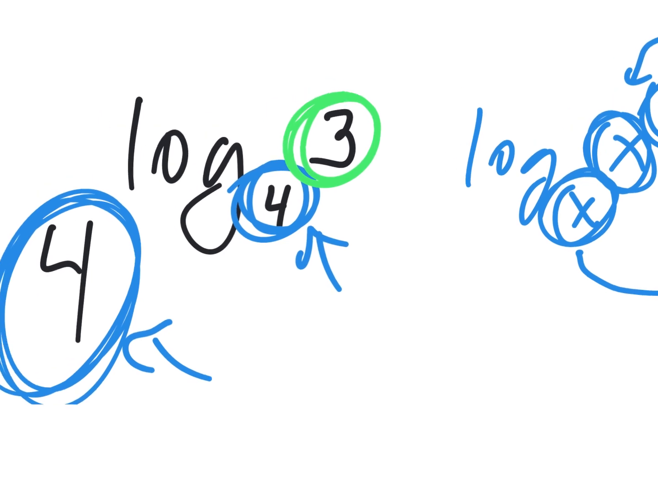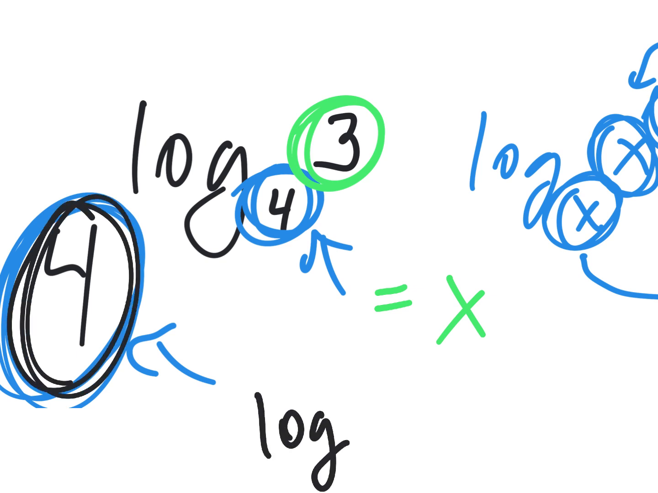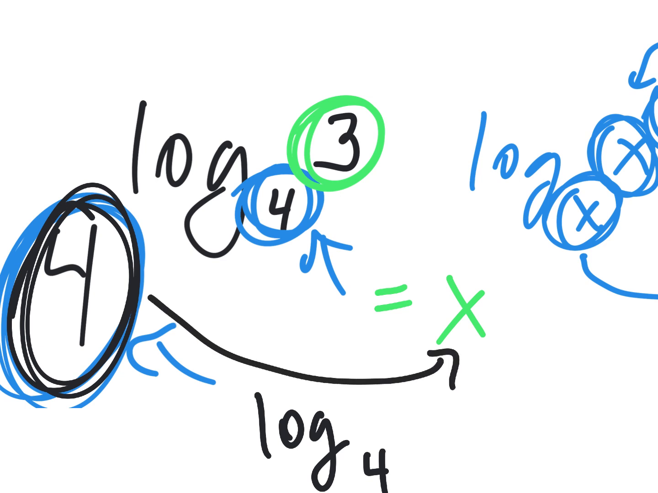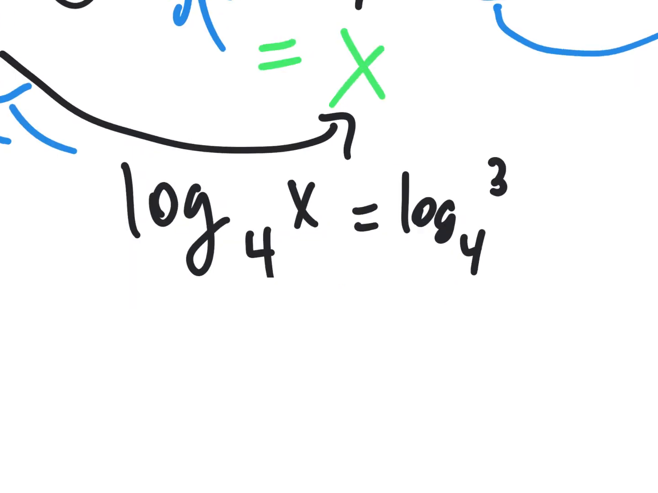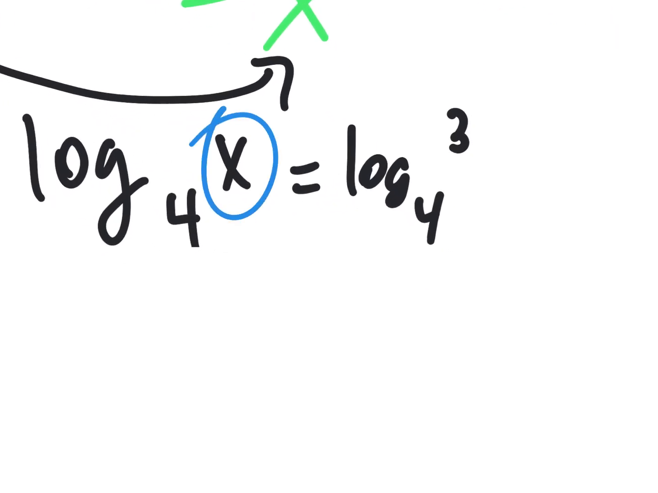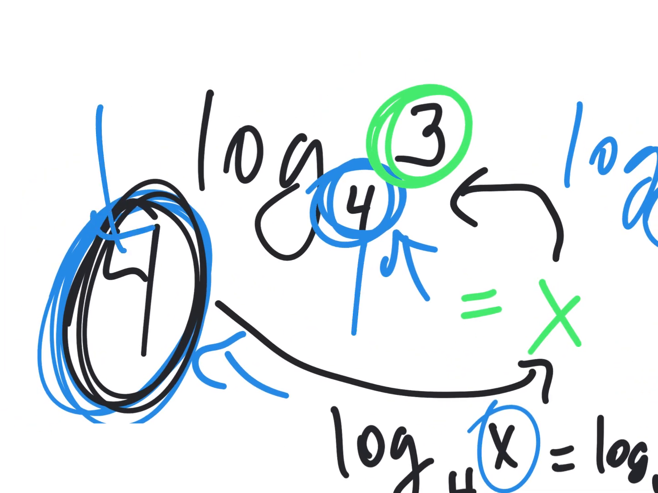If you don't get that one, I totally understand. I'm going to write equals x, and then maybe you'll be able to go, okay, log base, what's the base of this log? The base of this log is 4. Log base 4 of, always do the circle of logs, x equals log base 4 of 3. And I know that blew some minds, but x equals 3. Bases were the same. Answer's already there.